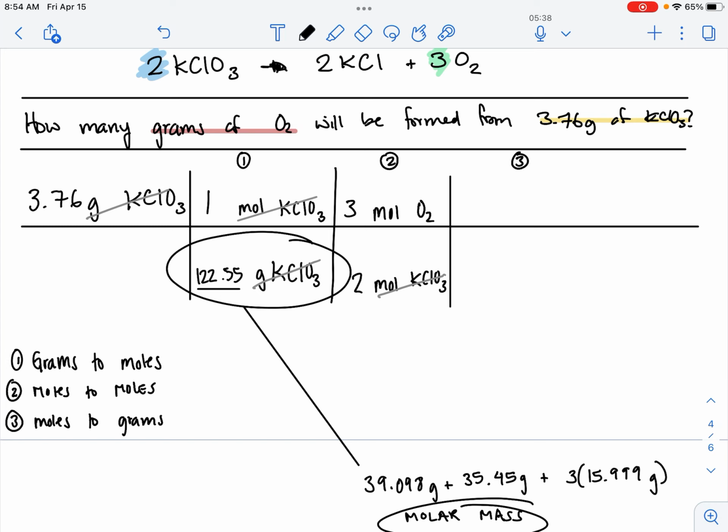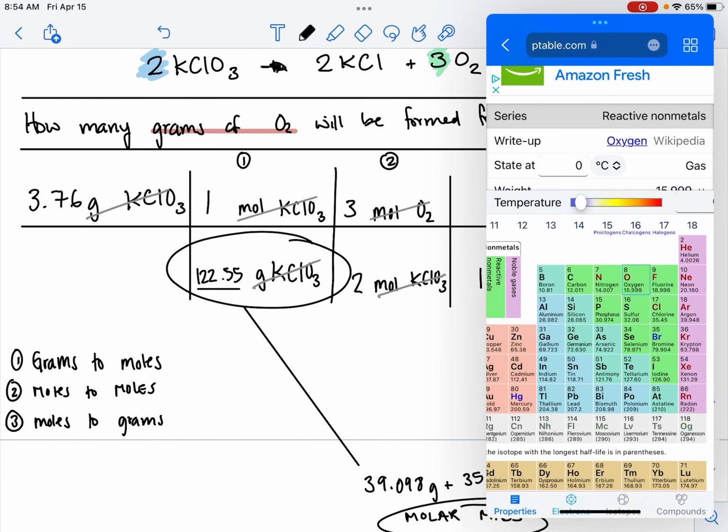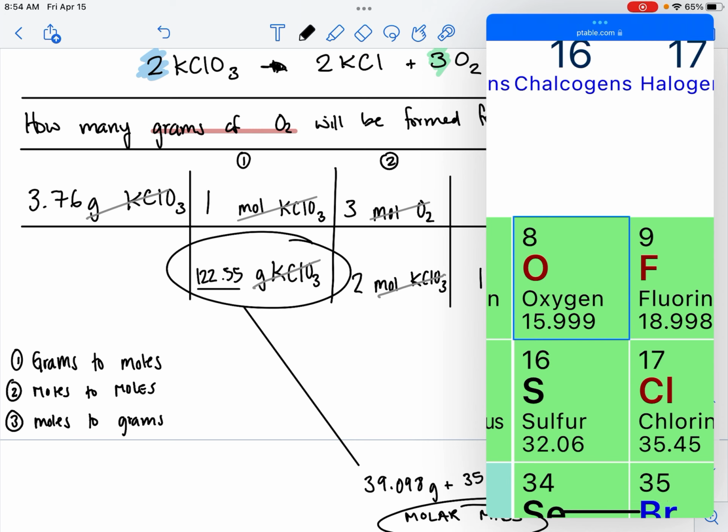Right now my unit is moles of O2. I want to cancel moles of O2, so that goes on the bottom. Now these units will cancel, and I'm left with what I want, which is grams of O2. Just like the previous step, step 1, I have to find what equals 1 mole of O2, and that's the molar mass of O2. The way that I do that is I look at the periodic table. Oxygen is worth 15.999.